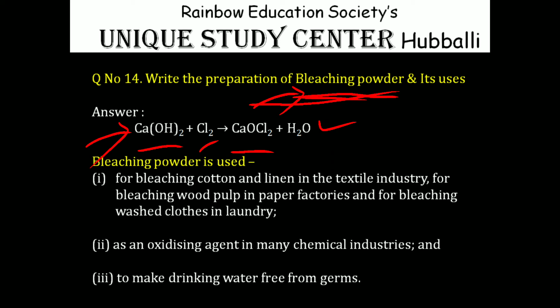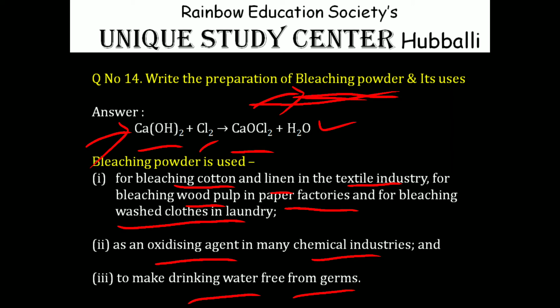And its uses: bleaching powder has a shining, whitening property, and it is used for bleaching cotton and linen in the textile industry. It is used in wood and paper factories to make cloth and paper whiter and shinier. It is used as an oxidizing agent in many chemical industries, and it is used to make drinking water free from germs. If germs or insects are present in the water, that water can be purified by adding bleaching powder. These are the uses of bleaching powder.